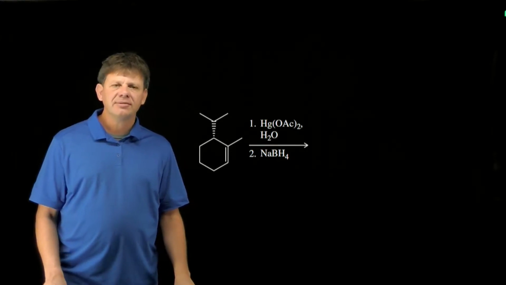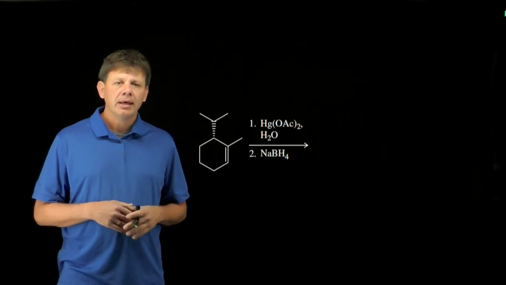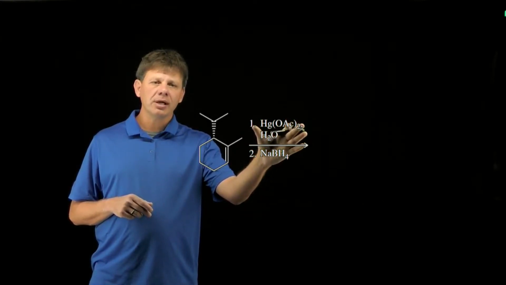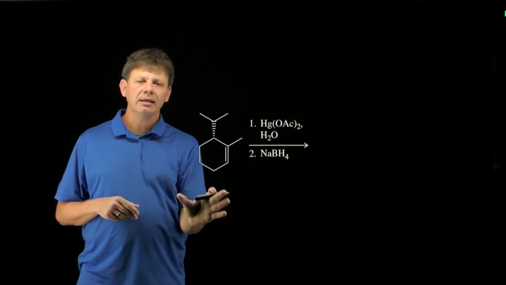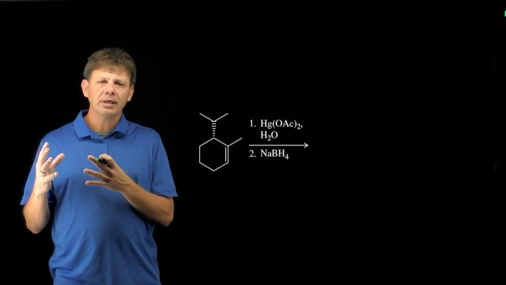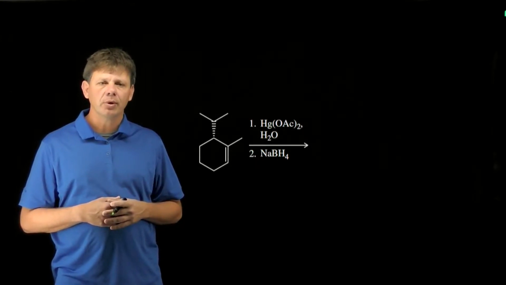This assessment asks us to predict the product of the alcohol synthesis shown. Now we'll note that this reaction is the oxymercuration reaction of an alkene, and so it involves two steps. First, addition of water through the mercurinium ion, and then reduction of the carbon mercury with sodium borohydride.